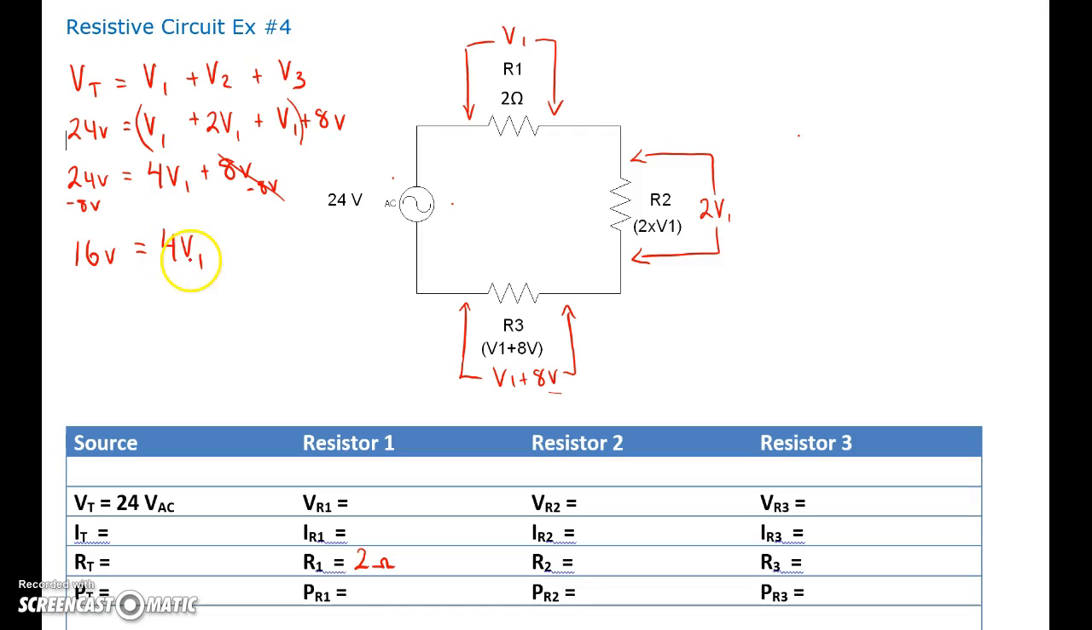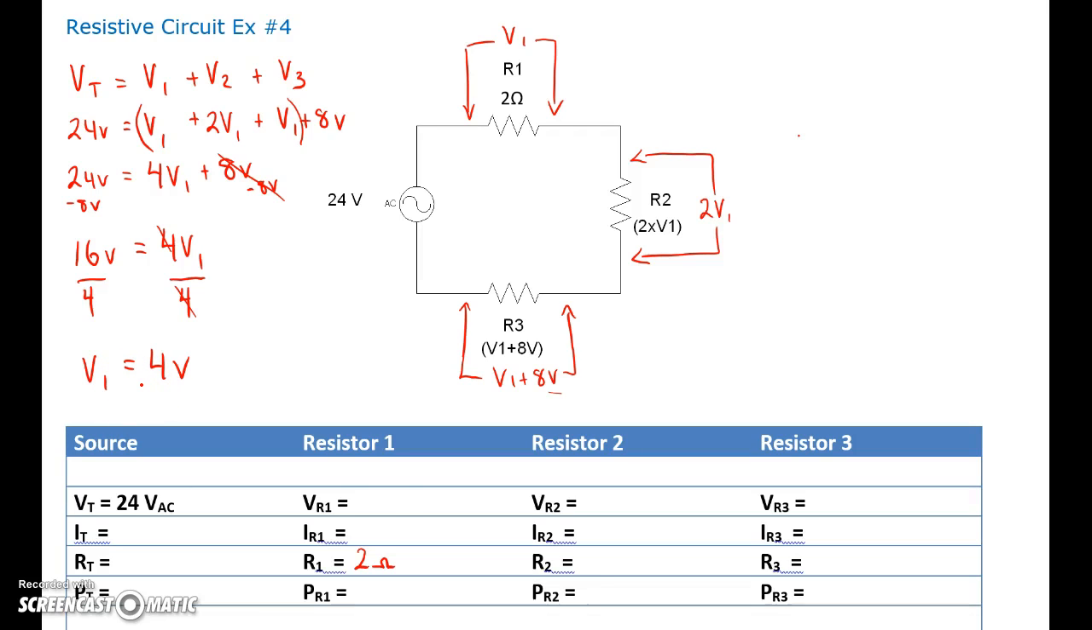Excellent. I still need just V1, and now I have 4 times V1. So what I'm going to do is I'm going to divide this side by the same value, by 4. And that will eliminate the 4, and I'll just have the V1. Well, whatever I do to one side, I have to do to the other side. So we can finally find that V1 is equal to 16 divided by 4, right? So V1 is equal to 4 volts. If I lost you there, then stop and rewind, and you can find each of the values and rock through, and then see if you can find how I found that 4 volts.